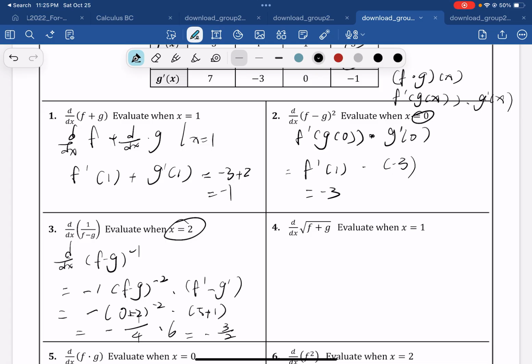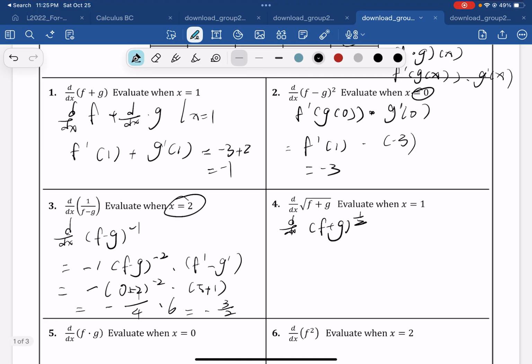So next one, we still use a chain rule applied to it. So it's d over dx of f plus g to a half, and what we got is we just use chain rule, so it's a half times f plus g, times negative a half, and times f prime plus g prime.